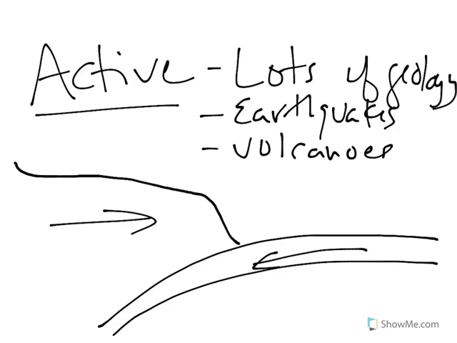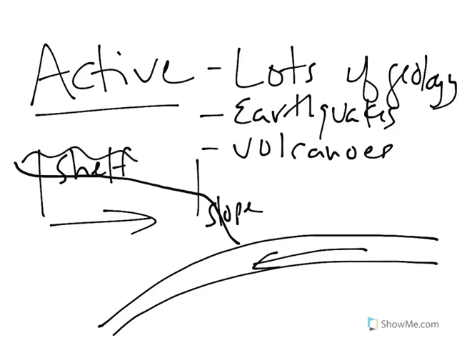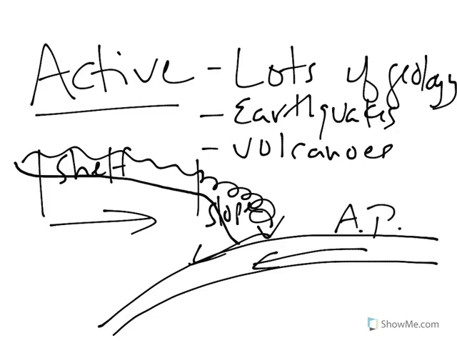So let's think about this, right? Here I have my shelf, here I have my slope, but all that sediment that's coming down here and falling down the slope, if it gets deposited, it's going to get sucked right under. So we cannot develop a continental rise. And the abyssal plain, well, it's also getting sucked underneath. So we're not developing an abyssal plain. So an active plate boundary, or an active plate margin, only has the shelf and the slope.